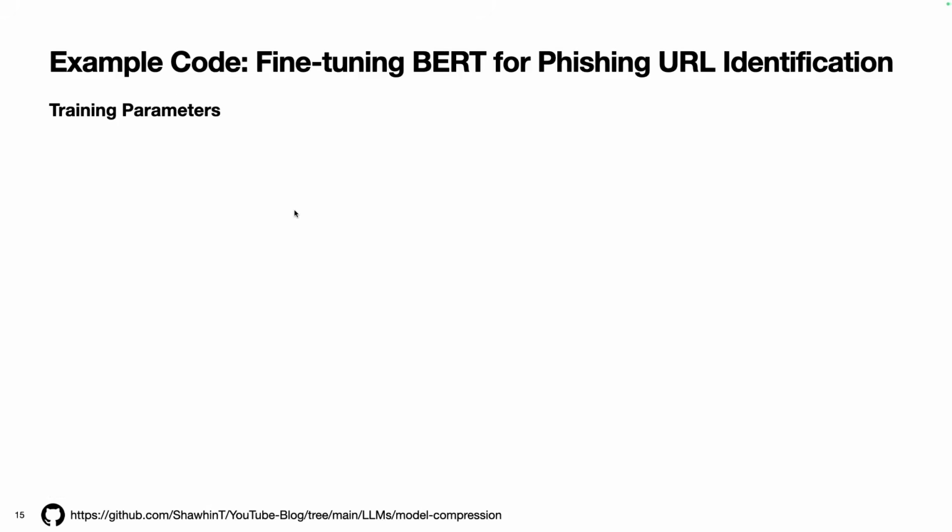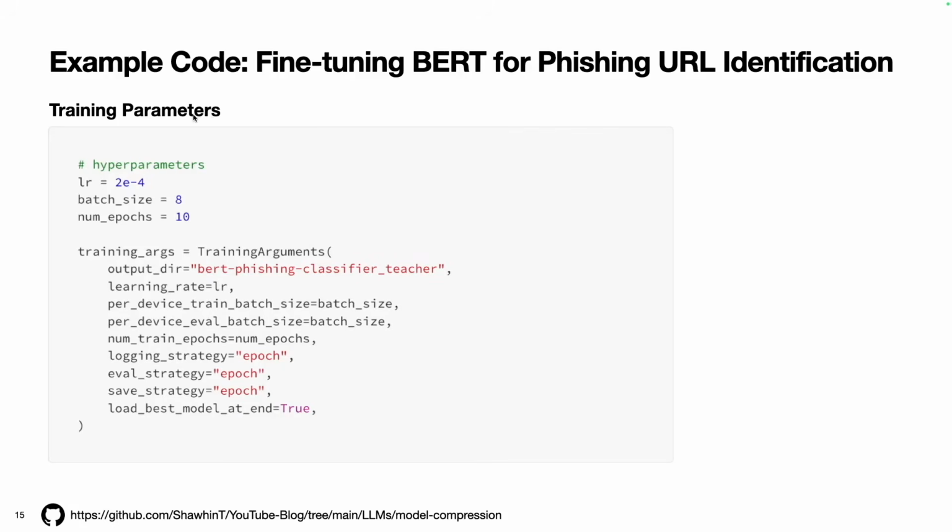Now we're ready to start training the model. We'll define our training parameters. We'll set the learning rate at 2 to the -4, batch size as 8, and number of epochs as 10. We'll put all these into a training arguments variable. So we can set our output directory, which I set as BERT Phishing classifier teacher. The reason this teacher is here, we'll talk about near the end.